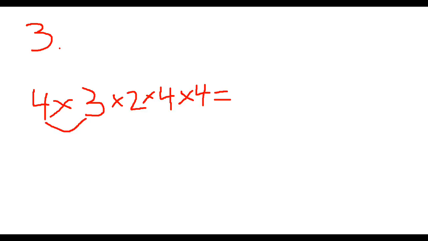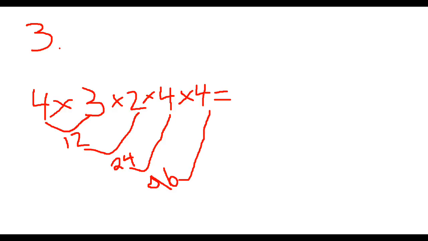All right, so we're going to do 4 times 3, which is 12. And then we're going to do 12 times 2, which is going to be 24. And then we're going to do 24 times 4, which is equal to 96. And then finally 96 times 4, which is going to be 384. So there are 384 different possible combinations of ways that you could assemble your meal at this particular place.